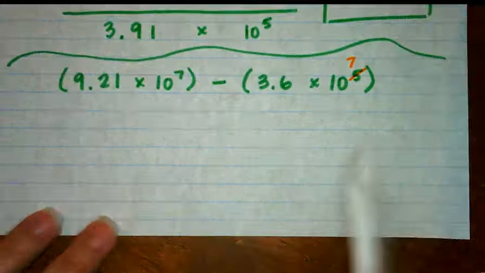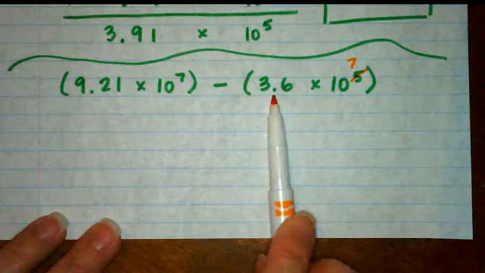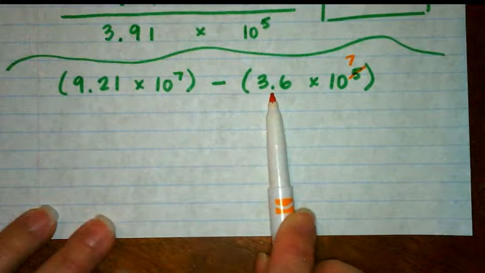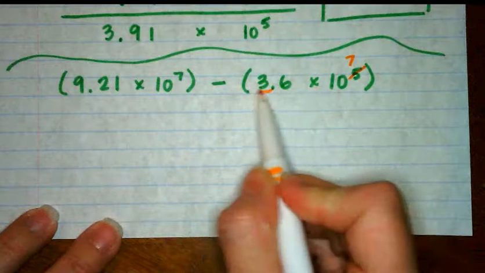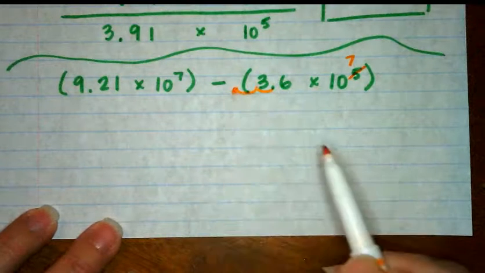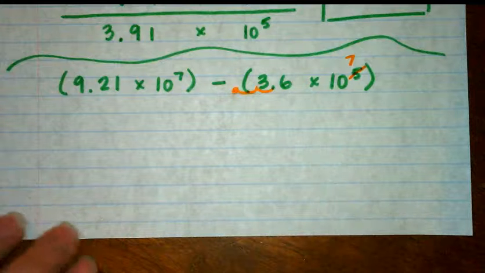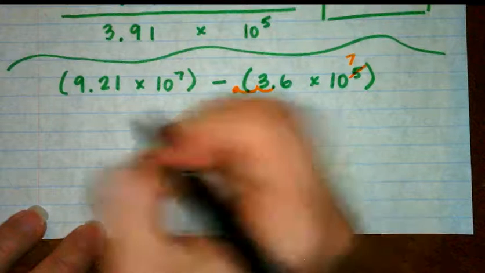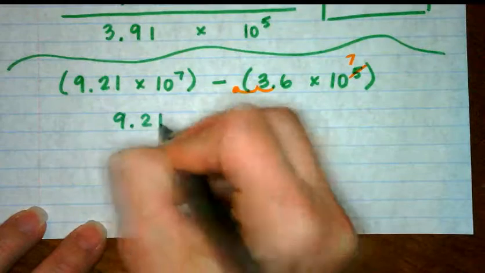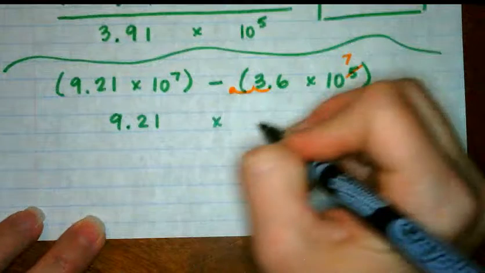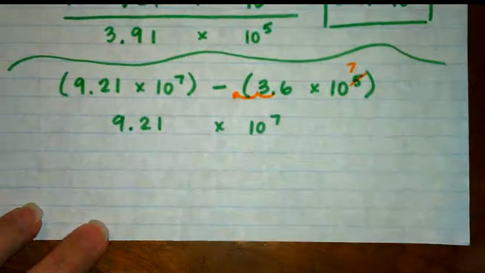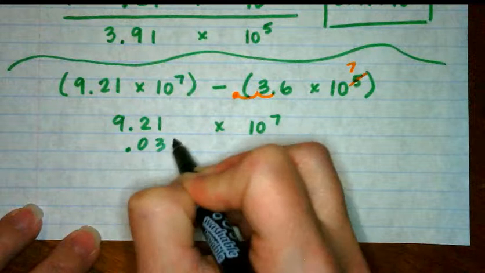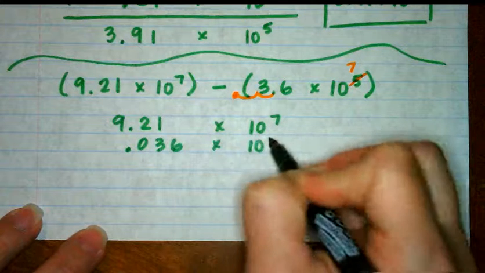Right now, if I start at the green decimal, this is saying I need to go 5 spaces to the right. But if I really need to go 7 spaces to the right, then I need to back this up 2 spaces. So the number that I'm going to use to subtract is going to be 0.036. So now I'm going to set up the problem. 9.21 times 10 to the 7th, and then I need 0.036 times 10 to the 7th.